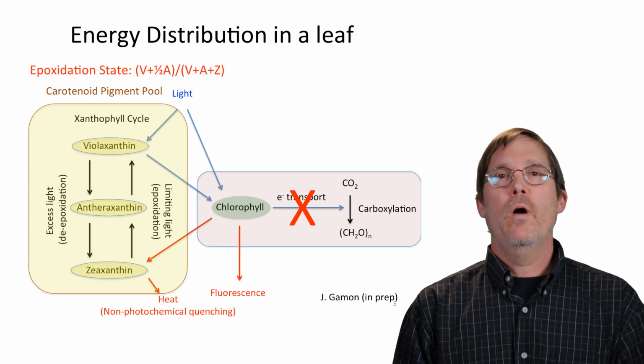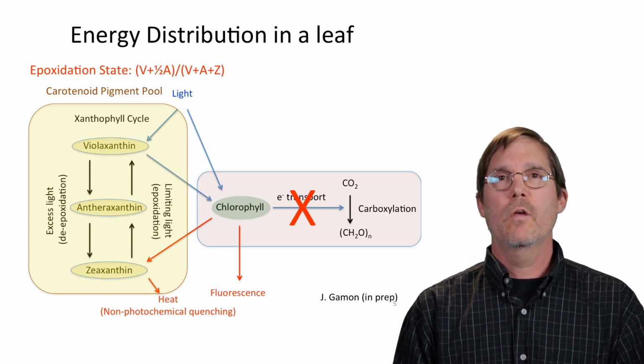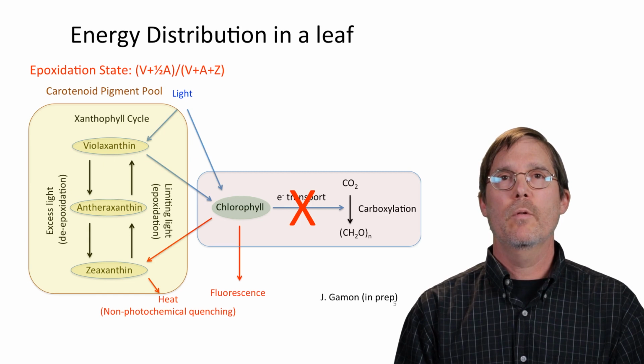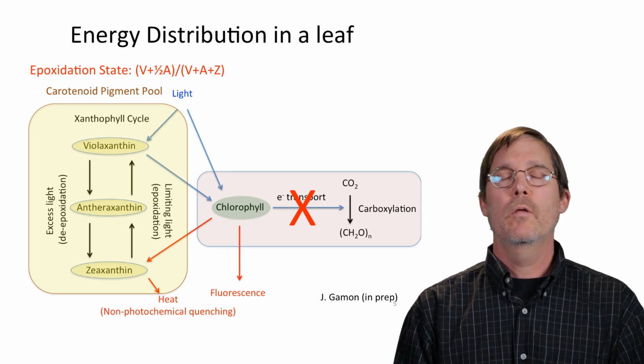So one way to summarize the change in the xanthophyll cycle is through the epoxidation state, which is shown on the top. It's the content of the violaxanthin plus half the antheraxanthin divided by the sum of the 3 xanthophyll cycle pigments. And that formula is up on top. So the epoxidation state, or EPS for short, will come up in a subsequent slide.